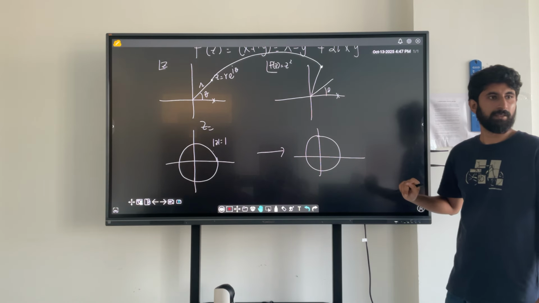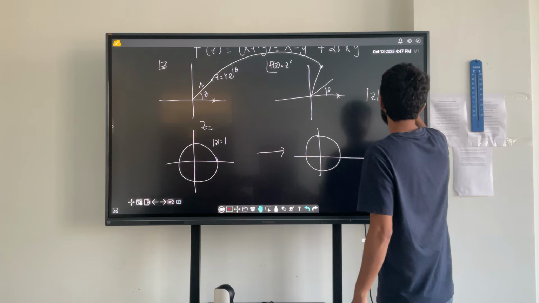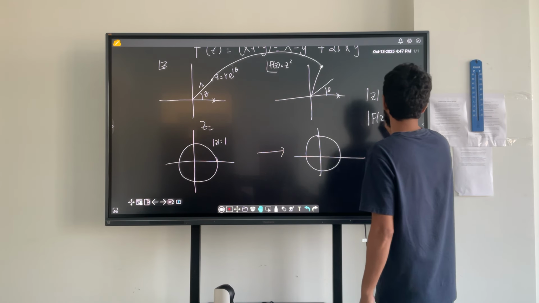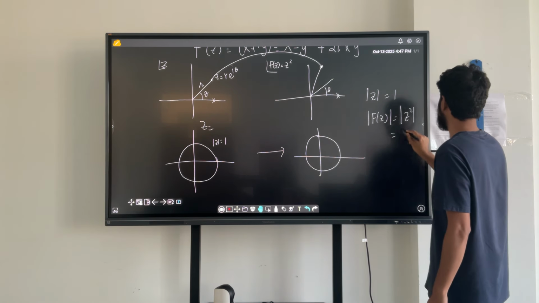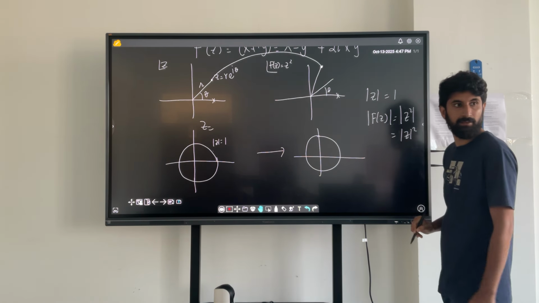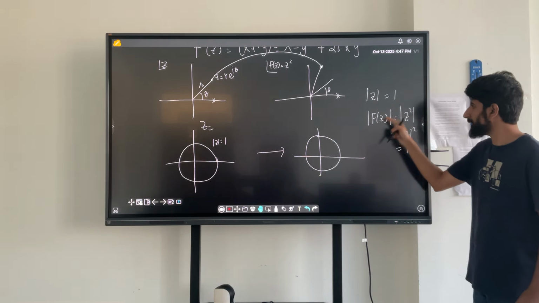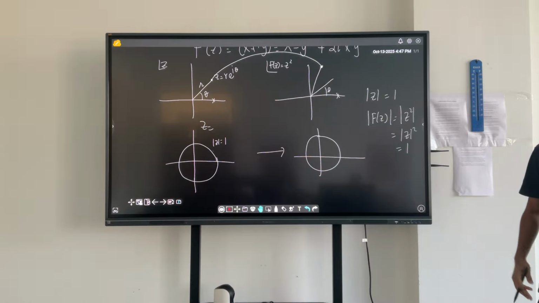You can also see that if mod z is 1, then mod of f of z is mod of z square, which is mod z square, which is 1. So all the points f of z also have modulus 1. You can map curves.